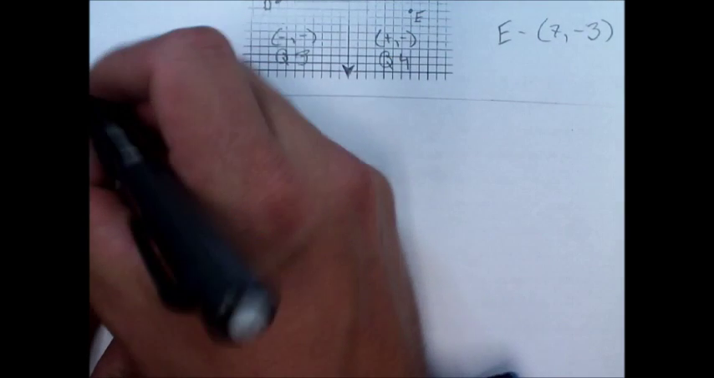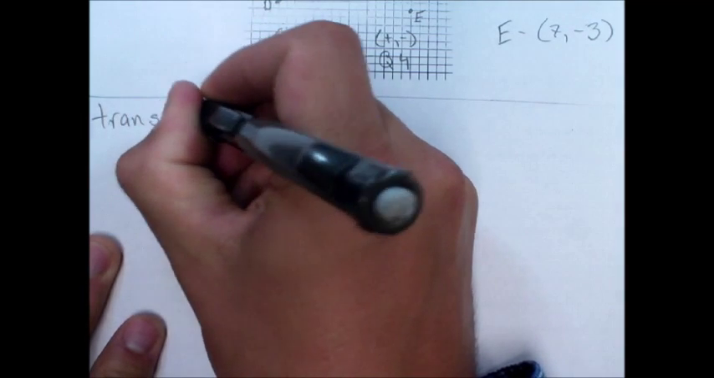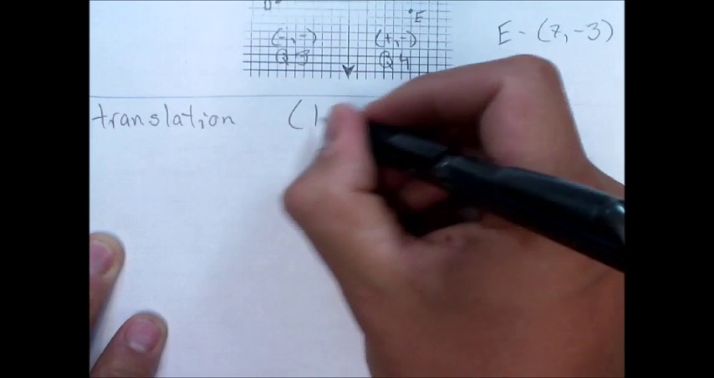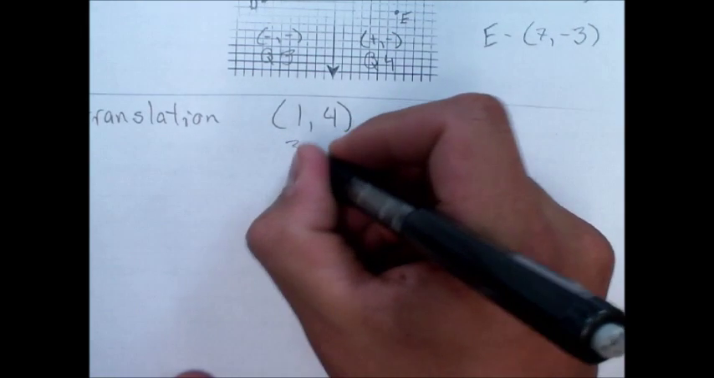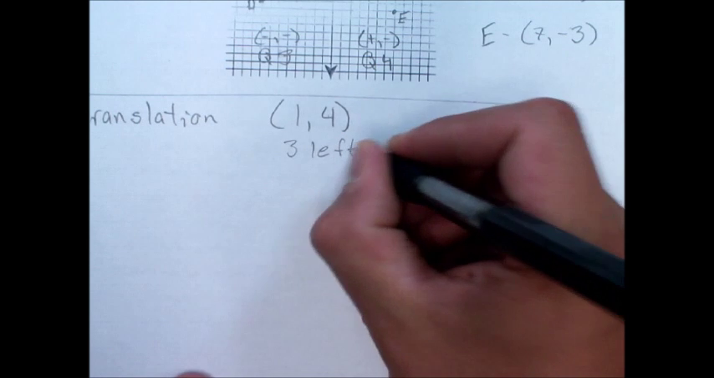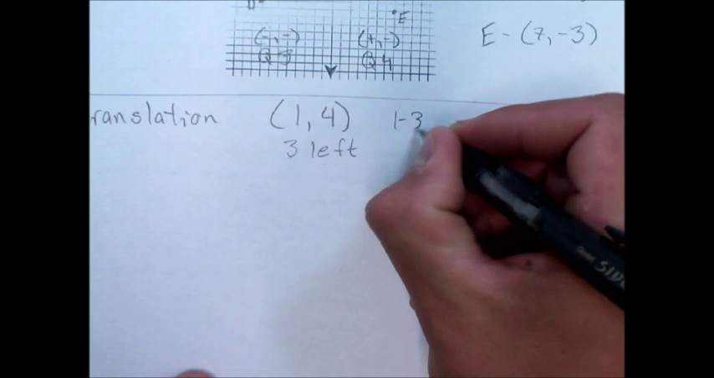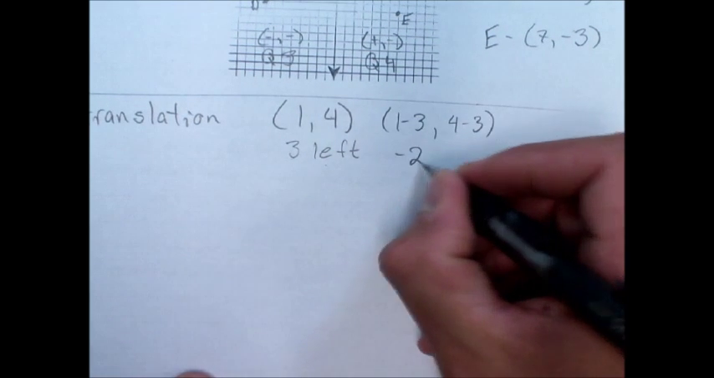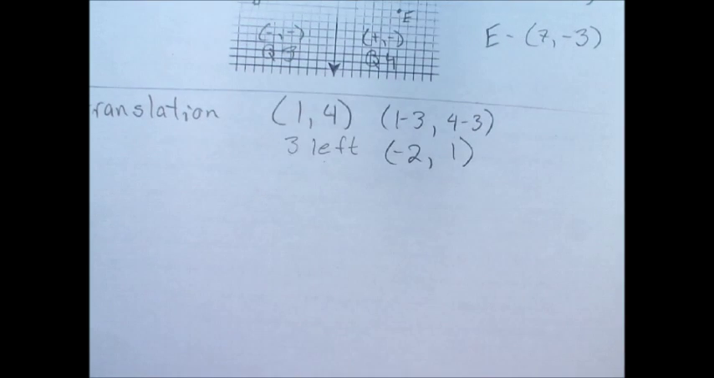For a translation, I'm just going to do an example of each one. I'm going to use 1 comma 4 as my original every time. Okay, so if I'm going to go 3 left, then all I'm doing is taking away 3. Left is less, so it's 1 minus 3 comma 4 minus 3. Then I get my answer. If I moved it there, it's going to be negative 2 comma 1.